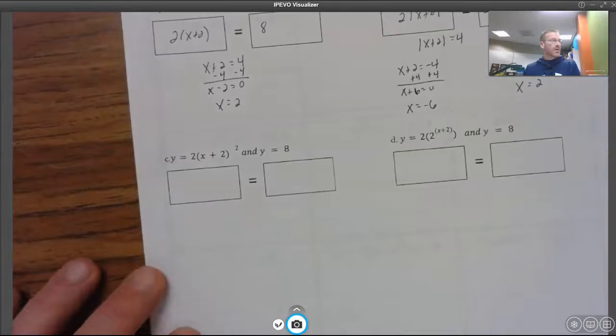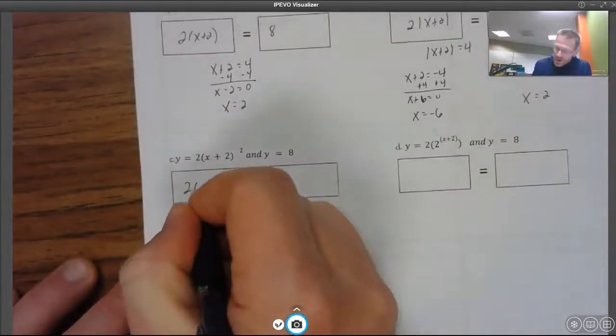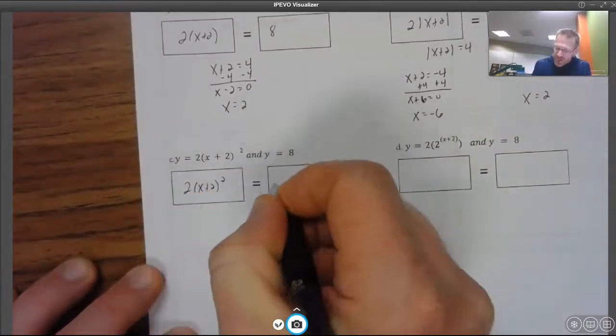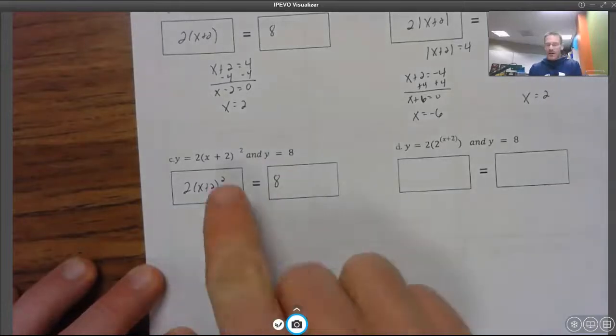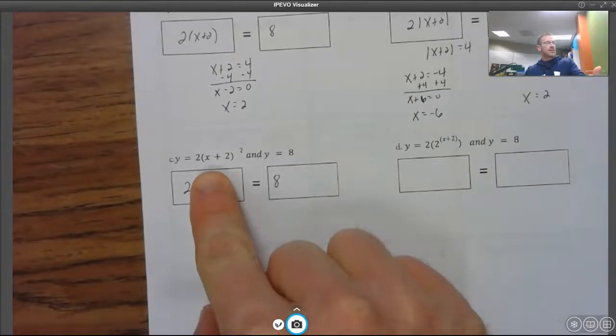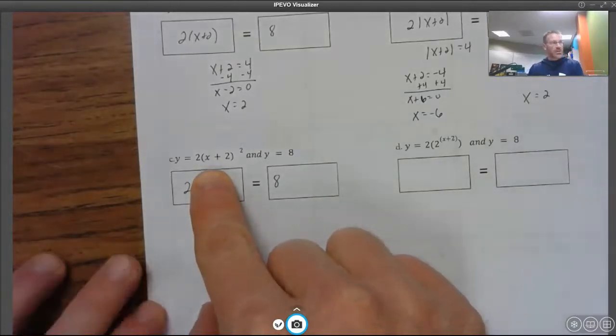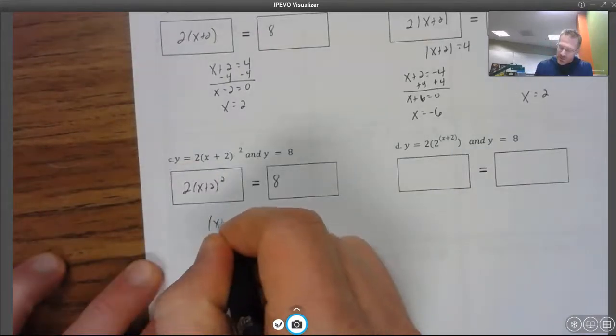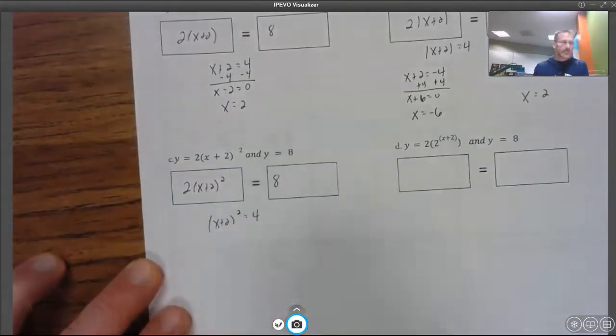Now moving on to part C here. So once again, where is this quadratic equal to 8? And once again, it's the same problem, right? 2 times what is 8? It's still going to be 4. But what's changing is what is equal to 4. This time, x plus 2 squared is equal to 4.